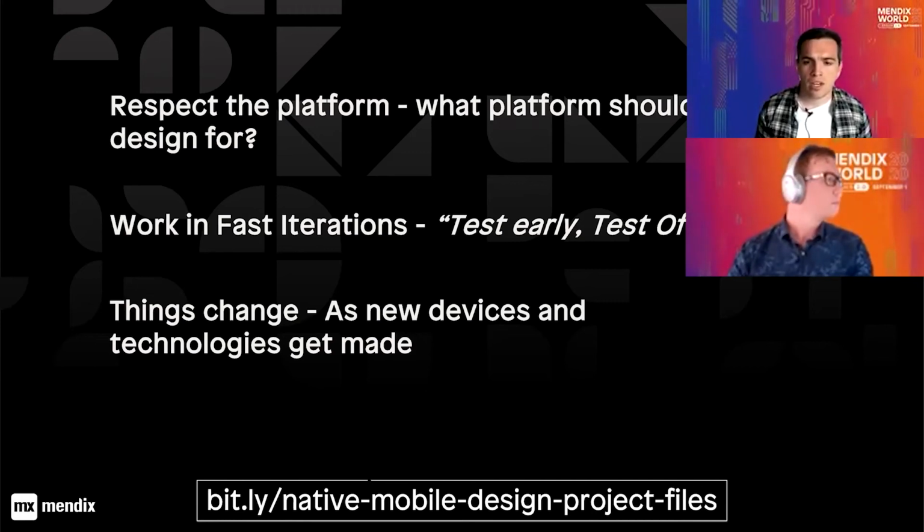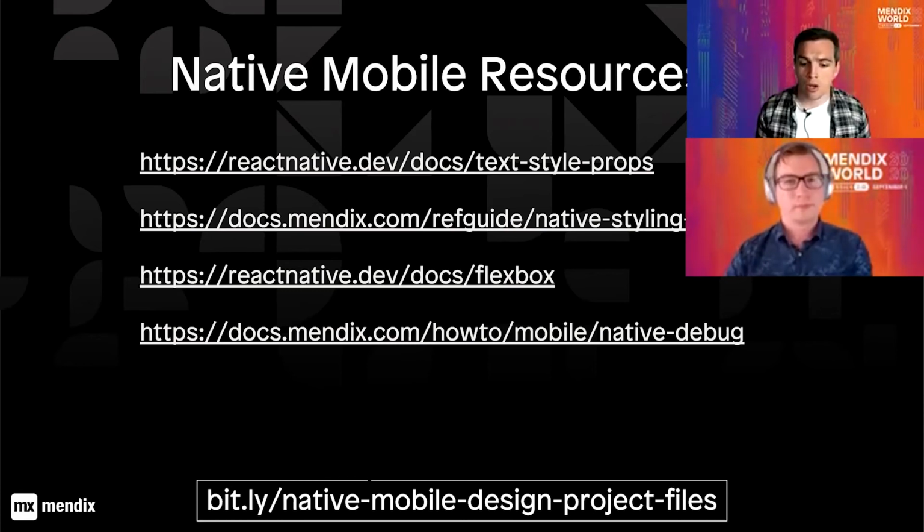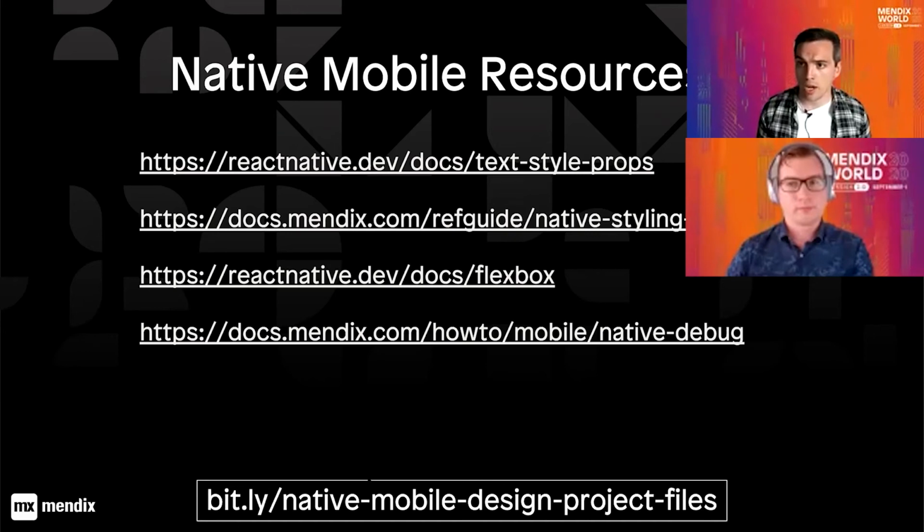And then finally, those resource links that you would want. So the first one we have above links out to our React Native text style props. So this is very much to show you what you can and cannot do with styling on different components. Then we have the Mendix docs, which shows you what you can and can't do with Mendix native widgets that we've created custom for Mendix development.